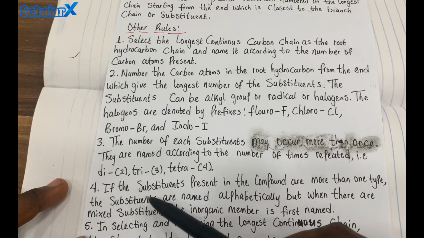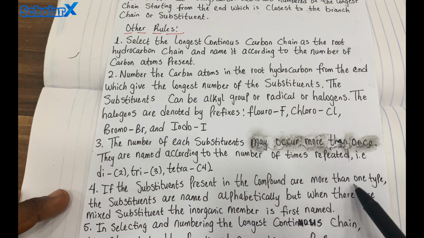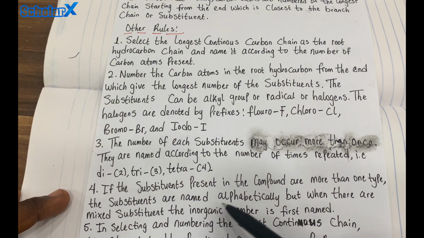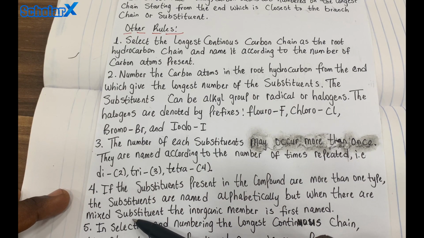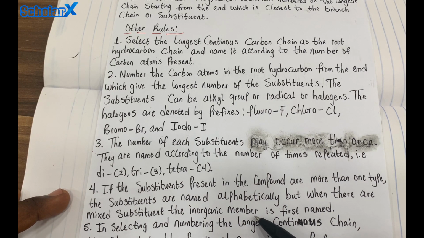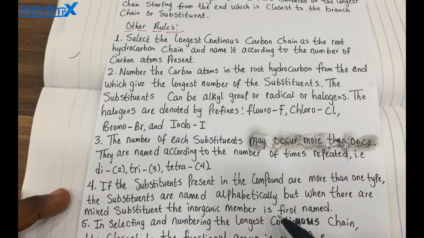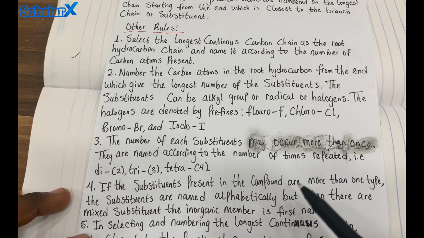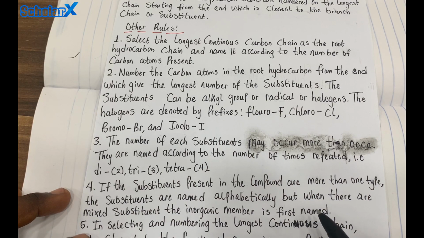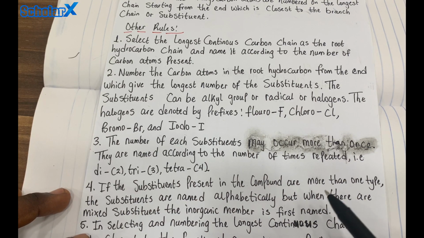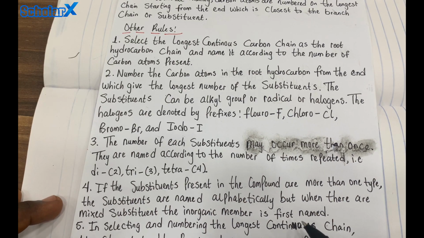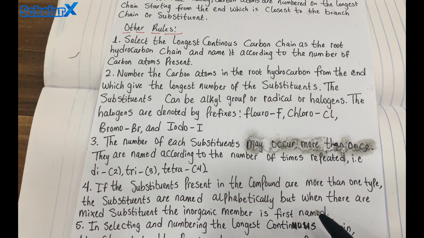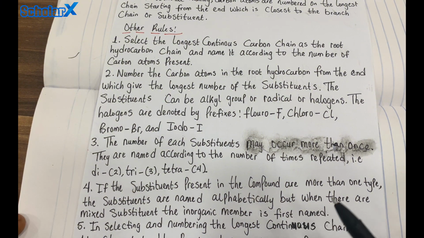Now, the fourth one says if the substituents present in the compound are of more than one type, the substituents are named alphabetically. For instance, you can have an organic compound that has methyl and ethyl. E comes before M, so when you're naming them, you start with ethyl before methyl. Because they are 2 substituents, you name them alphabetically. Take note of that.